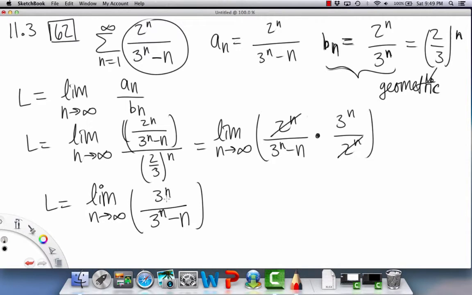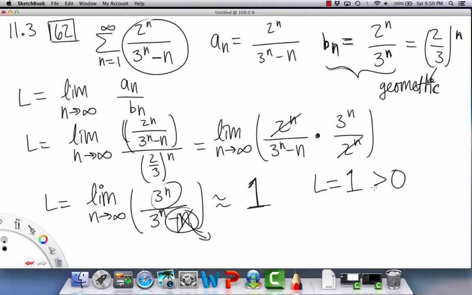So, in essence, this minus n here, this little term, is going to become insignificant. So this is going to be roughly 1, basically. So the limit is going to equal 1. Because n is the exponent on the 3's, that's going to grow a lot more quickly than the n by itself will, so that becomes insignificant. So the limit is 1, so big L equals 1, which by the limit comparison test is greater than 0.